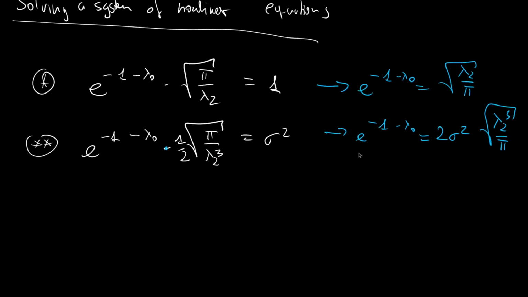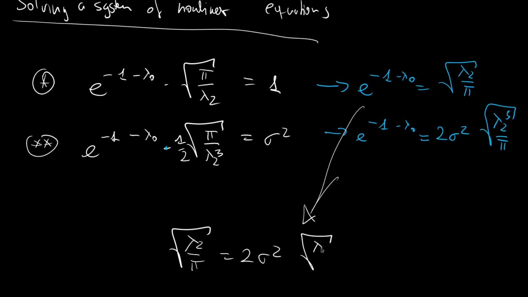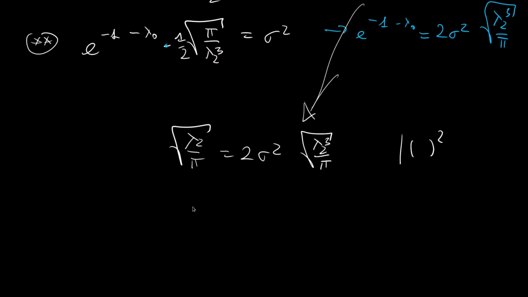Then let's set them equal here, and from this we are then getting that the square root of lambda 2 over pi is equal to 2 times sigma squared times the square root of lambda 2 to the power of 3 over pi. And we see we only have lambda 2 left, which is one of our unknowns. Sigma squared is prescribed, and the mu is just a natural constant. And in order to get rid of the square root, we take the power of 2 on both sides of the equation, and then we have lambda 2 over pi is 4 sigma to the power of 4 times lambda 2 to the power of 3 over pi. And then we see the pi cancels here, and we can also divide by lambda 2, and then we are left with lambda 2 squared.